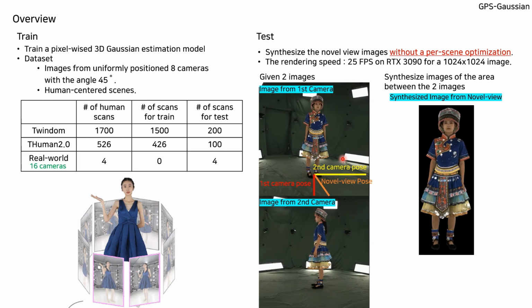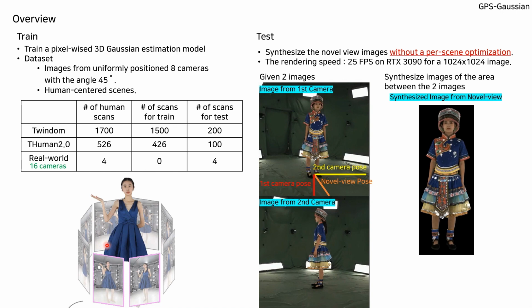The dataset is set up with a person at the center, surrounded by 8 cameras placed at 45-degree angles. These captured images become the training and test datasets, sourced from Twindom and Thuman, and are structured in a specific ratio for training and testing. During the testing phase, images are synthesized from new views without foreseen optimization.